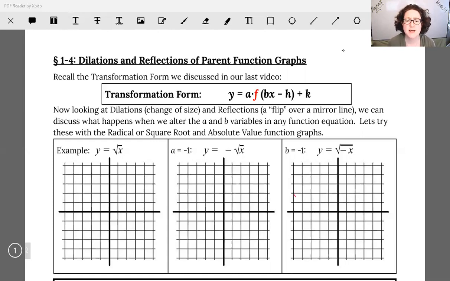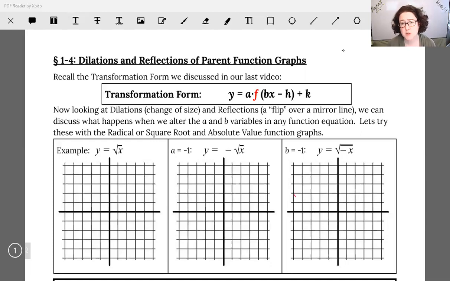So what we're looking at today, again, is dilations and reflections. These should sound familiar from geometry. Your dilation is any kind of change of size. That could be a stretching or a shrinking, or you might call it expanding or compressing. And we also have reflections, in other words, a flip over a mirror line.